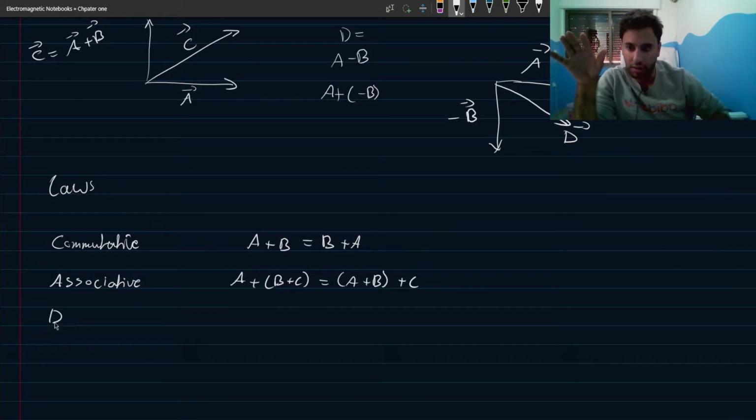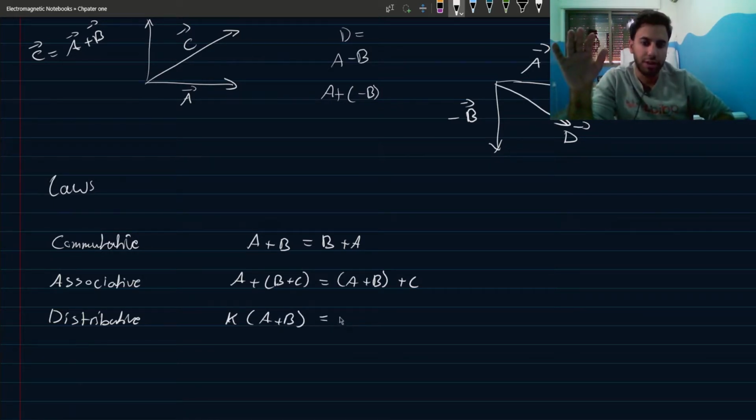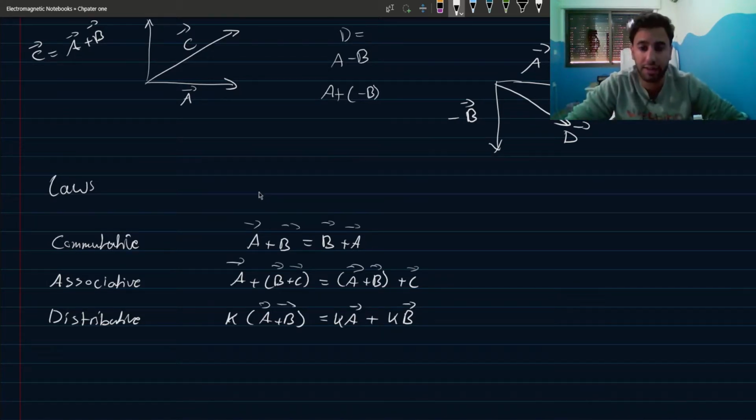And it is also distributive. So if we have a constant K multiplied by A plus B, you can distribute that constant. So Ka plus Kb. That's when adding vectors.